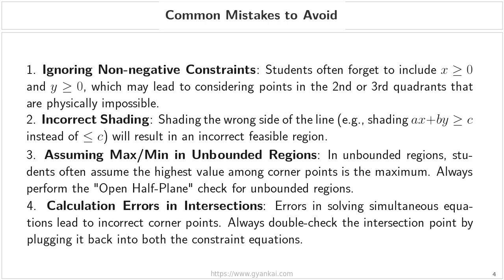Finally, keep an eye on calculation errors in intersections. Finding the corner points often requires solving simultaneous equations, such as when we found point C in our example. A small mistake in substitution or elimination will give you the wrong coordinates. My best advice is to always double-check your work by plugging your final intersection point back into both of the original constraint equations to ensure it satisfies both.